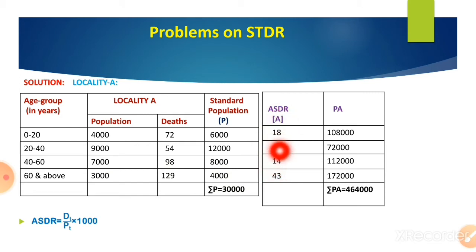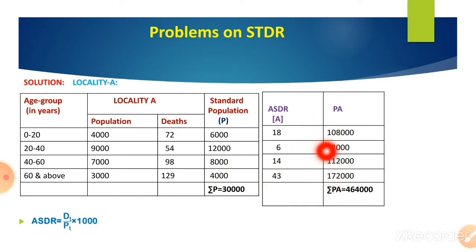After finding ASDR, we want the summation PA total. P stands for standard population, A means ASDR of locality A. So now you multiply P with A. 6000 into 18 is 1,08,000. 12,000 into 6 is 72,000. 8,000 into 14 is 1,12,000. 4,000 into 43 is 1,72,000.